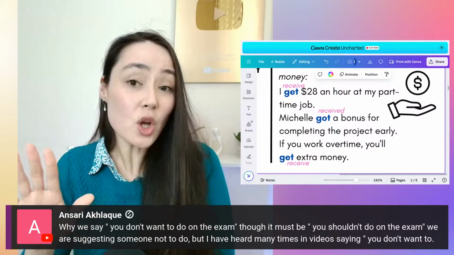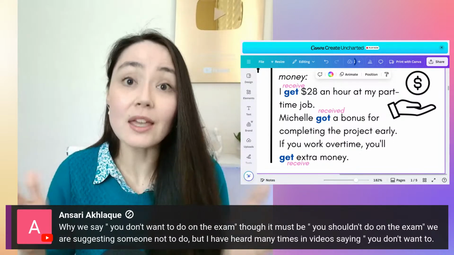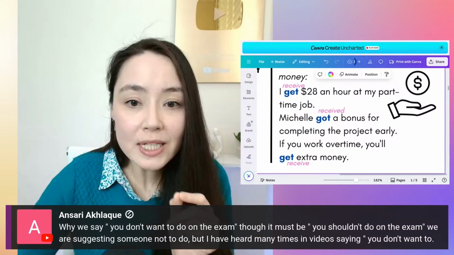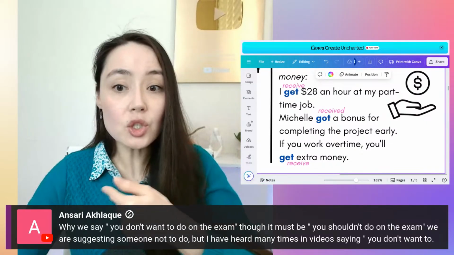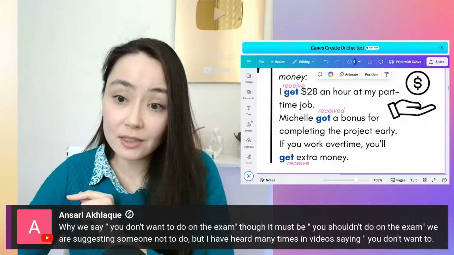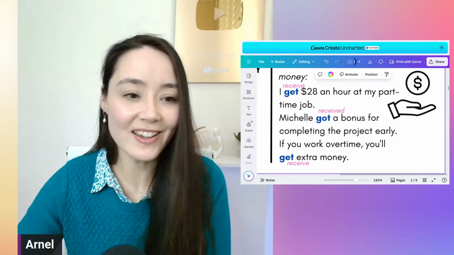We can say you don't want to do that or you shouldn't do that. They both mean the same thing in this case, but remember we need an object. You don't want to do something. You shouldn't do something. We definitely need an object here. Okay, good.